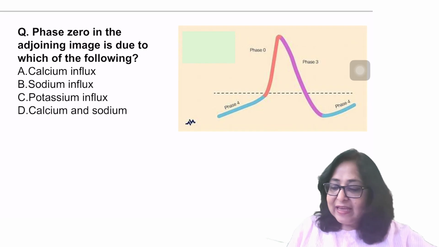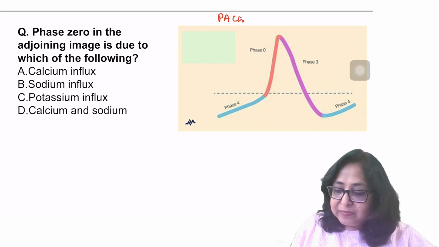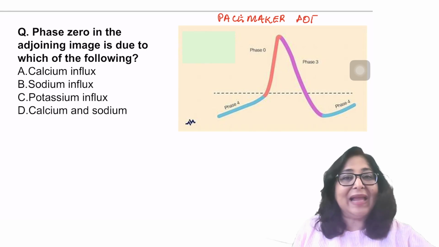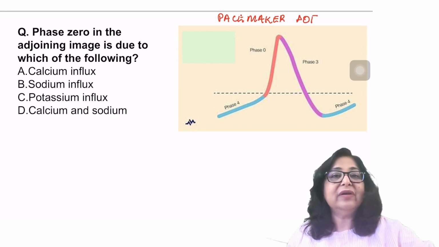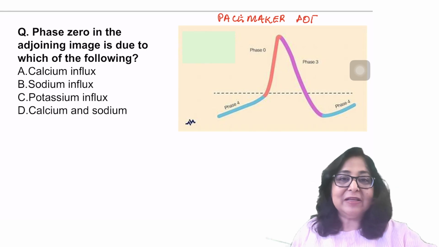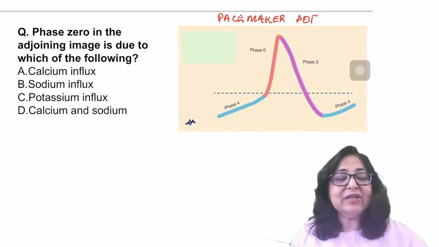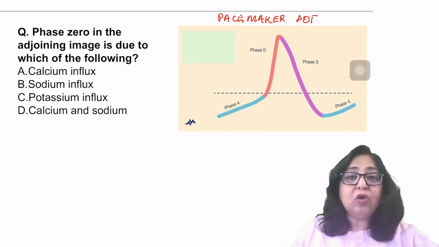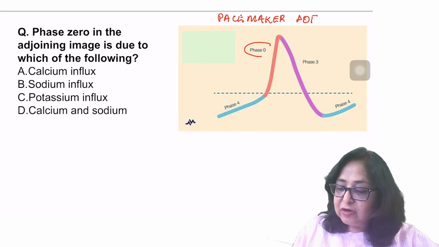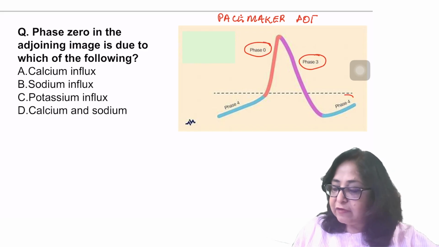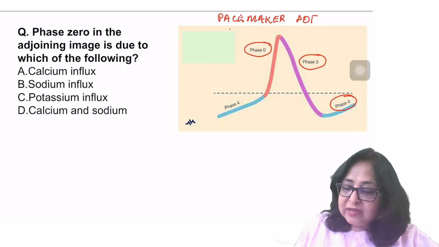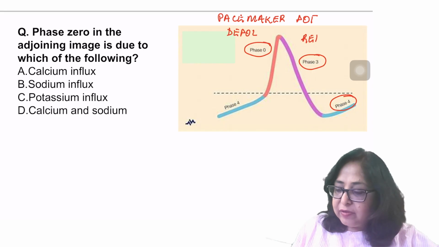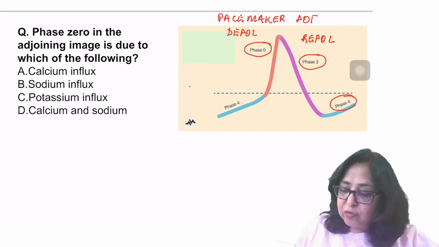Now, this is a pacemaker potential. We know in the heart there are two types of potentials, the plateau potential, which is recorded from the contractile cells, and the pacemaker potential from the SA node and the AV node. Now, the pacemaker potential has got 3 phases: phase 0, phase 3, and phase 4. Phase 0 is known as the depolarization phase, phase 3 is the repolarization phase, and phase 4 is known as the prepotential phase.